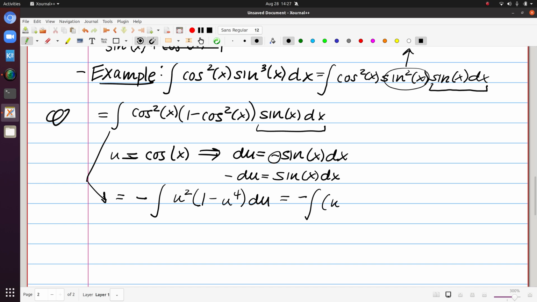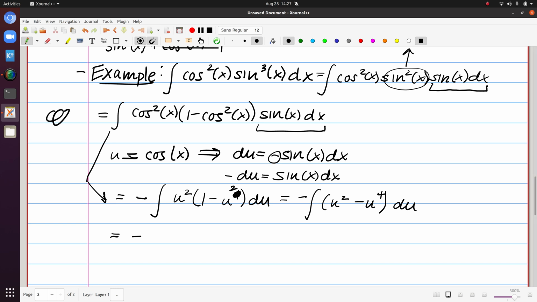of u squared minus, sorry, this should have been a squared, and then minus u to the 4th. So u squared times the quantity 1 minus u squared is going to yield that u squared minus u to the 4th. And now I'm ready to anti-differentiate.